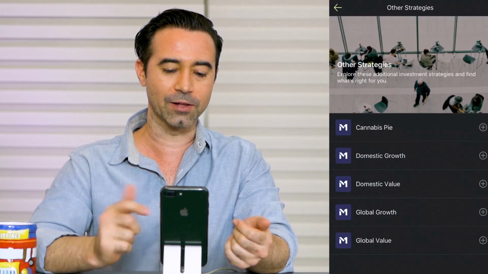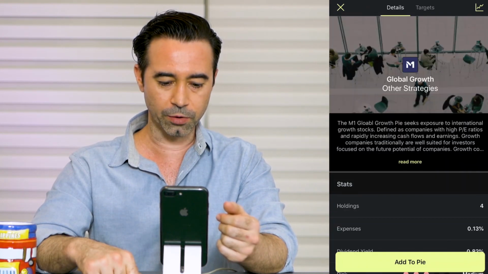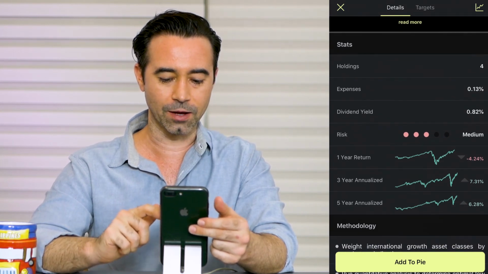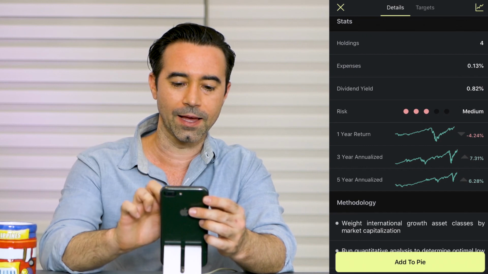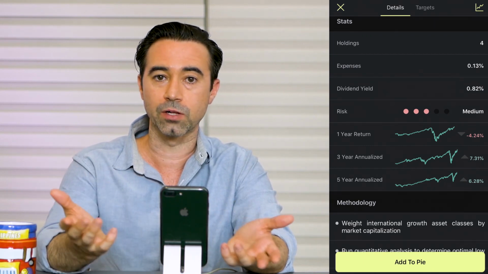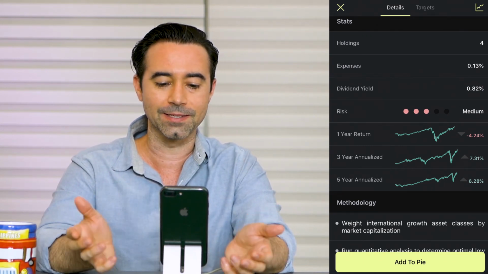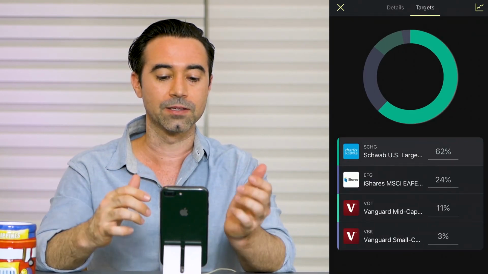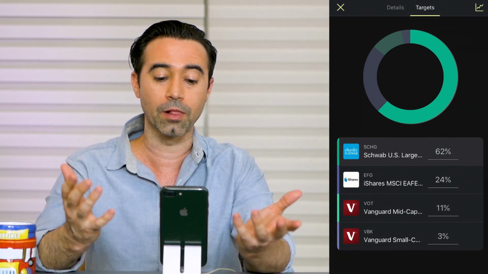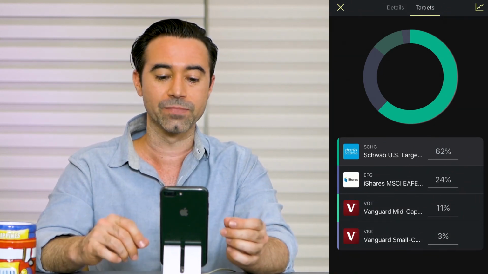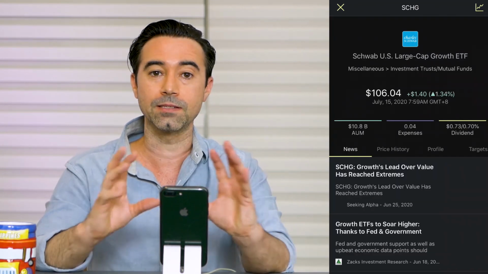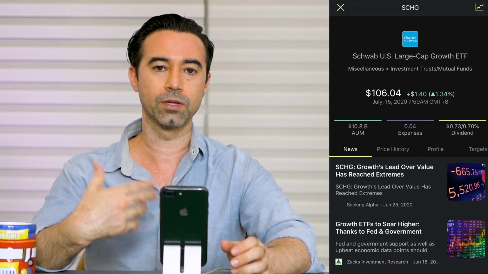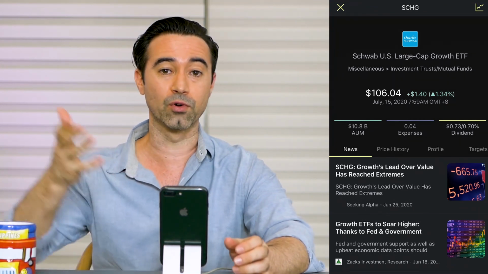Some other things here just to look at, global growth. This has 4 holdings. This is actually down 4.24%. This is going to have different global companies, and it'll have ETFs that in those ETFs have different global companies. The first and largest one is the Charles Schwab Large Cap Growth ETF. So this is investing in big companies, large cap, so they're giant companies, and they're what you would consider to be growth. So they have a lot of growth potential.